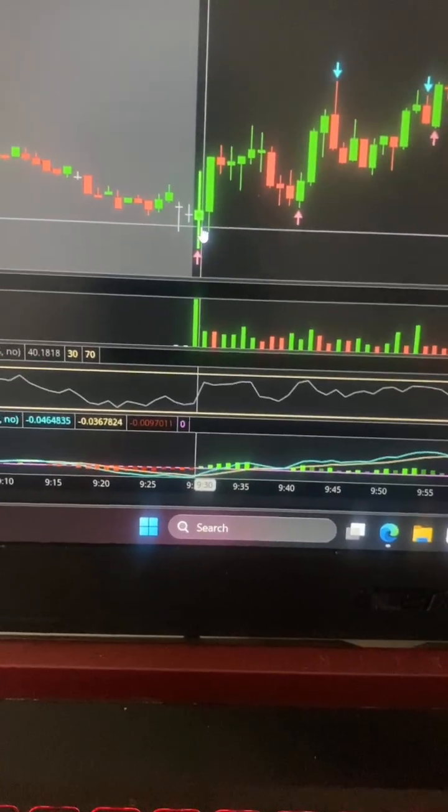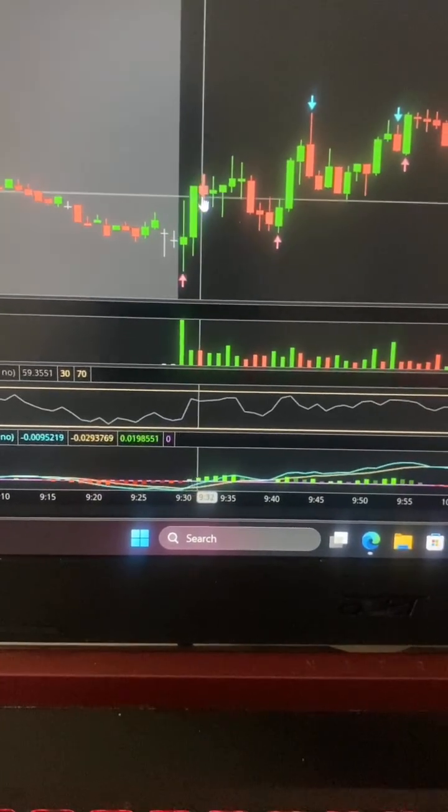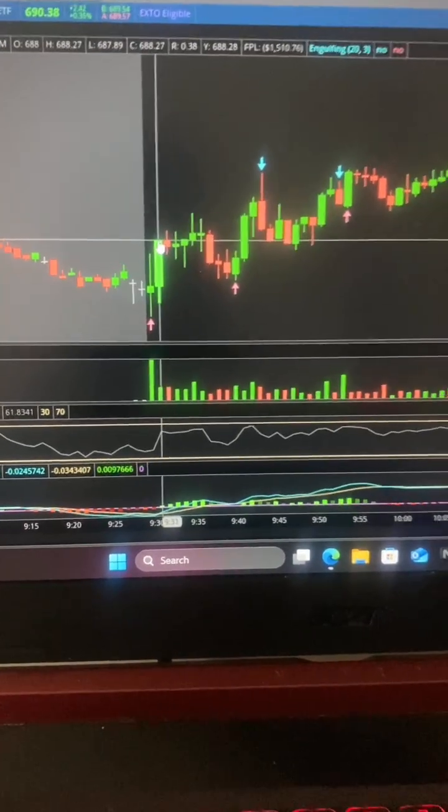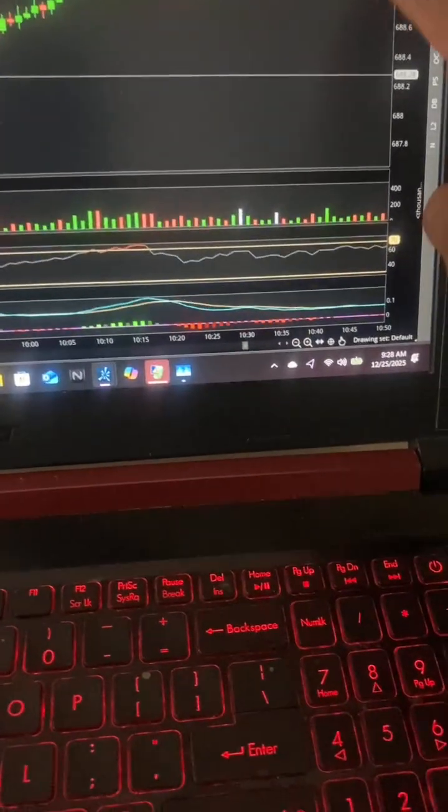This ain't missed yet. It's like 7 for 7, 8 for 8. 1, 2, 3, 4, 5 to the upside. Look at that. Just this move right here. This move right here.